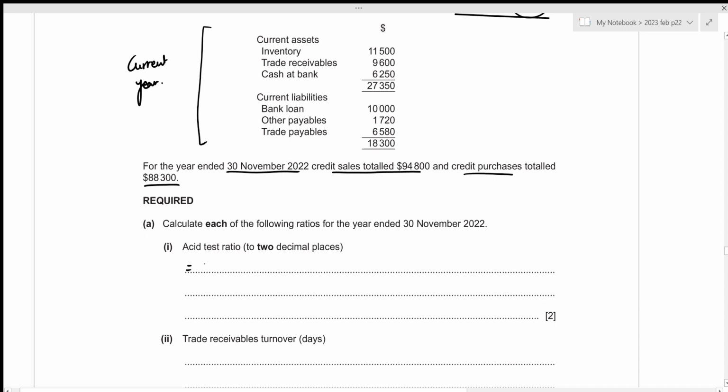The first one is acid test ratio. So, the formula for acid test ratio is just current assets minus our inventory divided by current liabilities. We're given the current assets right here, and the total is 27,350. We have our inventory right here, which is of 11,500. Then we have our current liabilities right here. The total is 18,300. So this just gives our acid test ratio to be 0.87:1.